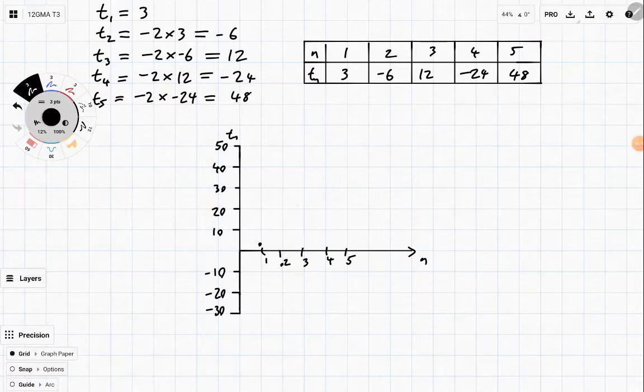3 is 12, 4 is -24, and 5 is going to be positive 48. That's right up here.